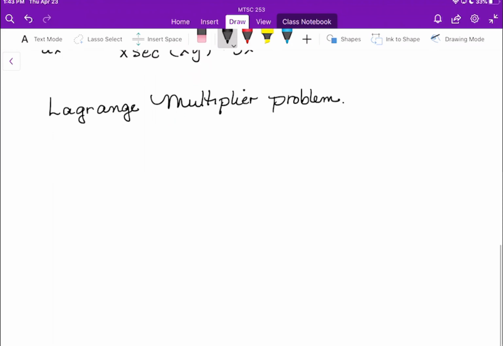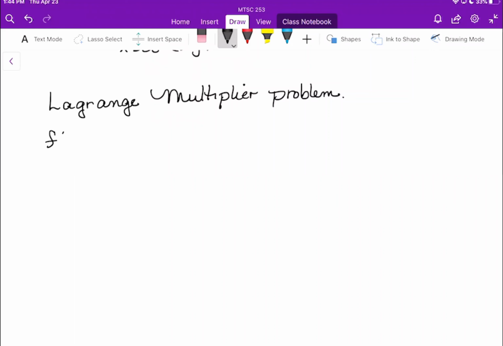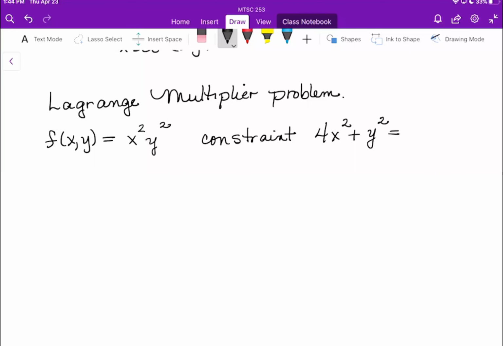And f of x, y was equal to x squared y squared, and the constraint is 4x squared plus y squared is equal to 8. So you get g of x, y becomes 4x squared plus y squared minus 8 is equal to 0.